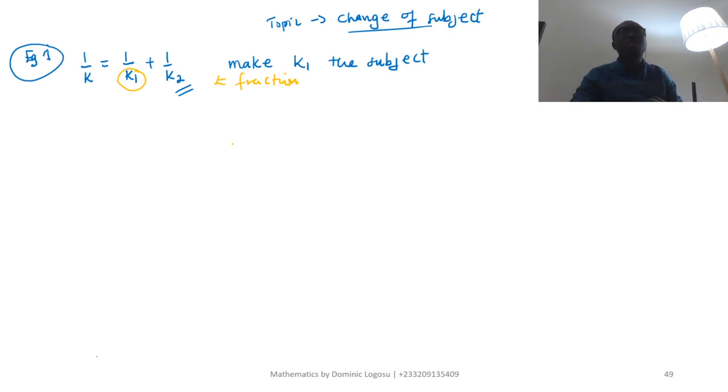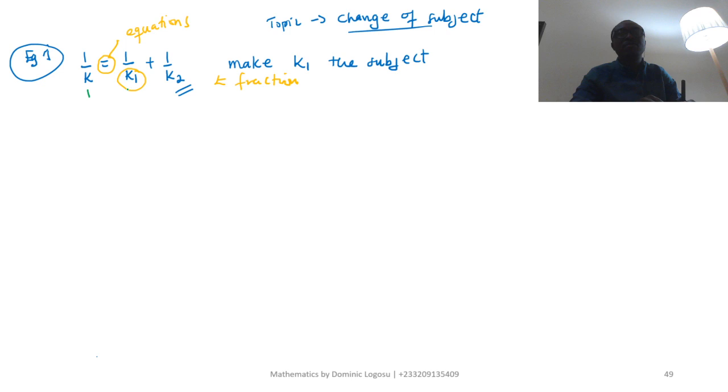Now with fractions, because of this equal sign, we say this is an equation. So we are going to solve it like how we solve our normal equations. So we need to identify the number of terms we have in this particular equation. We have 1, 2, and then 3. So we have 3 terms.